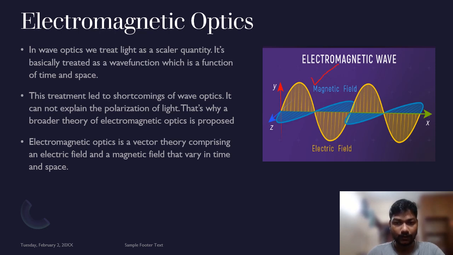The yellow vibrations are the magnetic field, and the blue vibrations are the electric field. Sorry, I have mentioned it wrongly. The blue vibration here is the magnetic field, and the yellow vibration is the electric field.